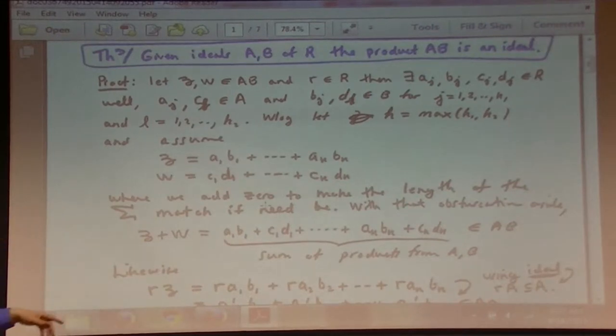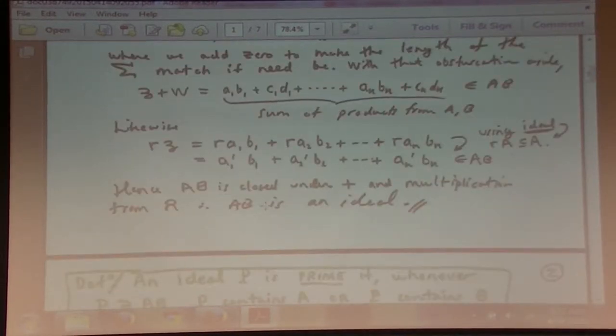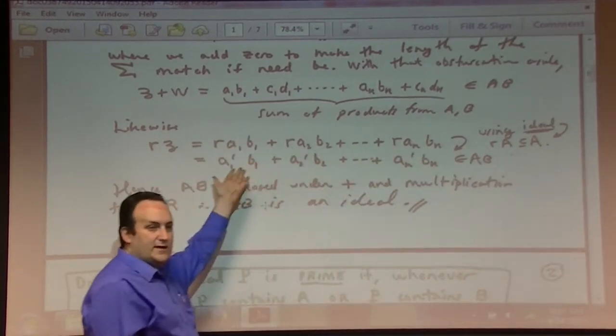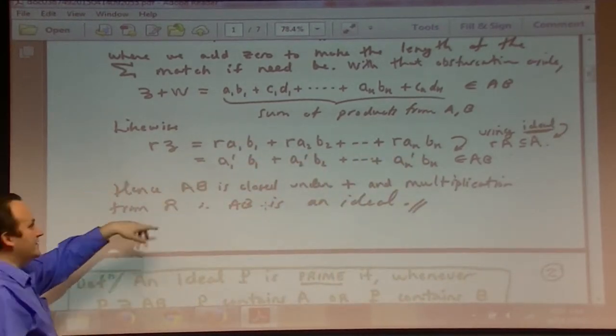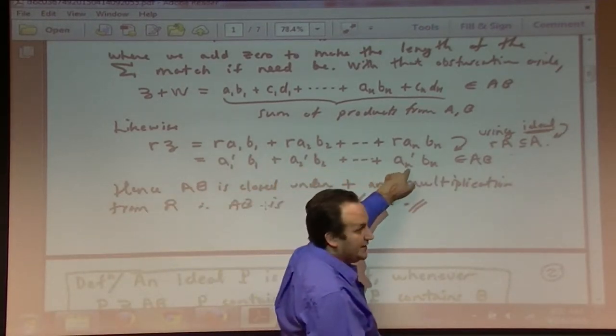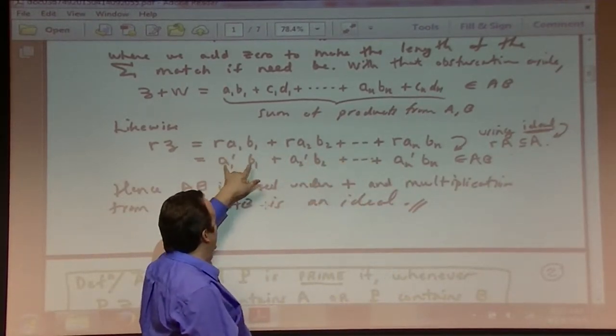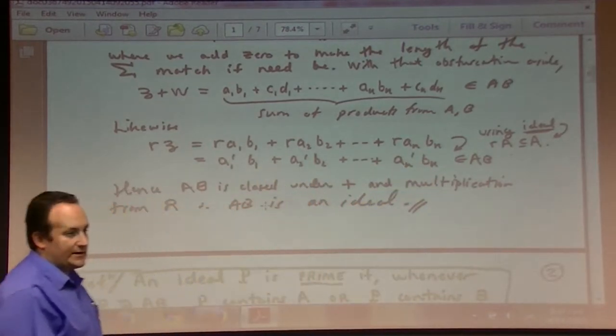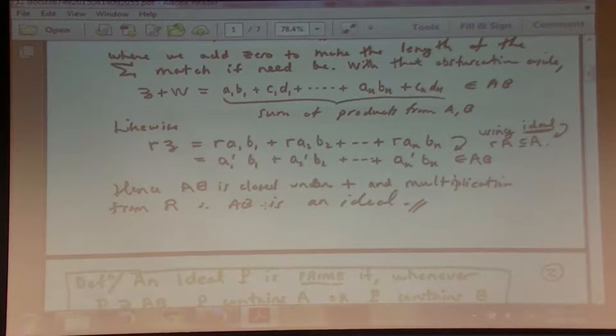And then, of course, you just have to argue that R times Z is in the product. But that is also easy because RA1, RA2, RAK are all in A again, because A is an ideal. So I could just call those A1 prime, A2 prime, AK prime. But look at what you got: a sum of products, A from B, A from B, A from B. So by definition, that's in the product ideal. Consequently, we have proved that the product of ideals is, in fact, an ideal, which is important.